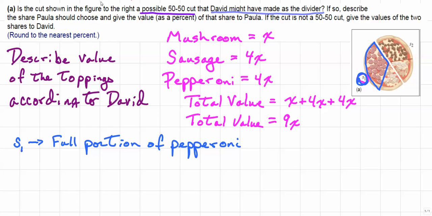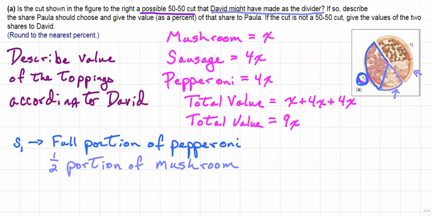And we can also look at this and see that it has a half portion of mushroom, because both of these pieces right here that have mushroom combined together will be a full portion. So we'll write down a half portion, or 1/2 portion. So we now have a full portion of pepperoni and a half portion of mushroom.